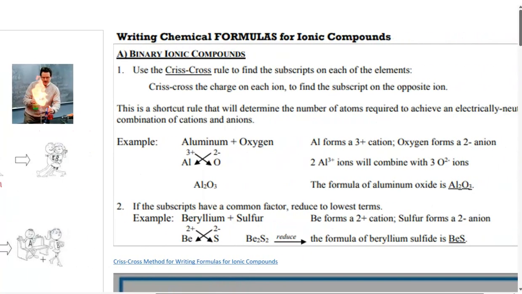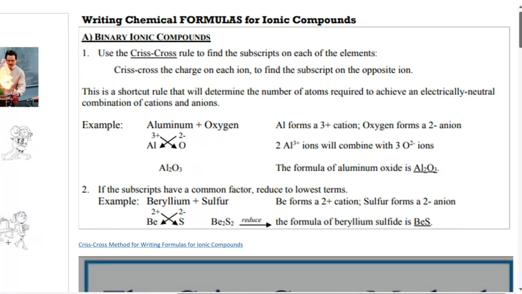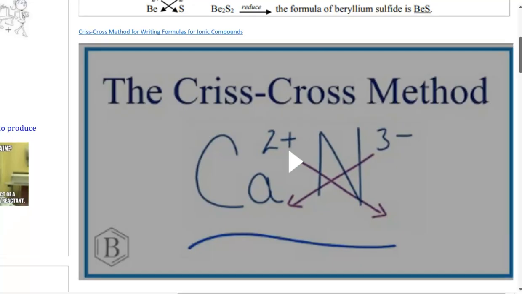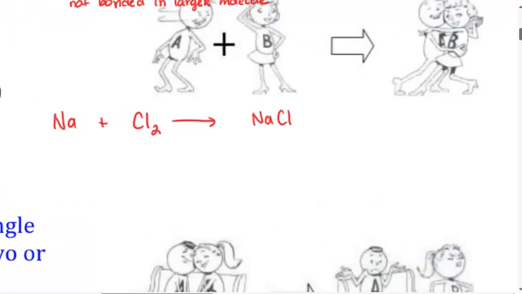And you would have learned about the swap and drop or the crisscross method sometime in grade 9, but I have included a written explanation as well as a video for you to check out if it's still very unfamiliar. We talked about this earlier as well. So what I want you to do is take a look at your periodic table, okay? And you're going to find what the charges are on each type of element. So sodium has a +1 charge, and chlorine has a -1 charge.